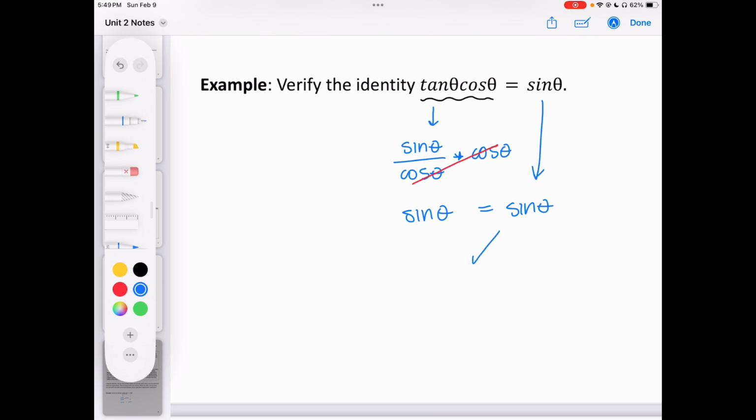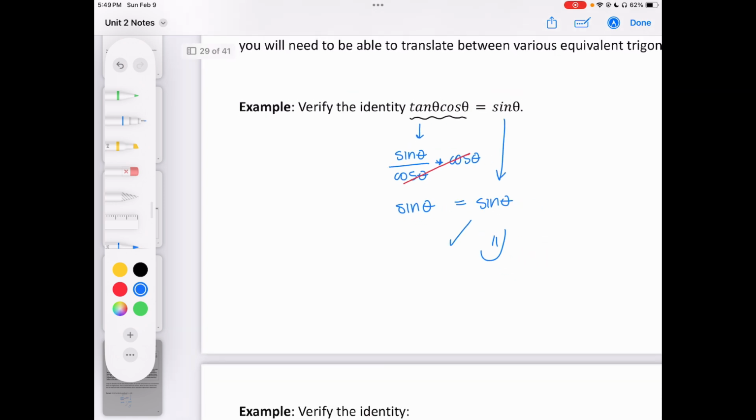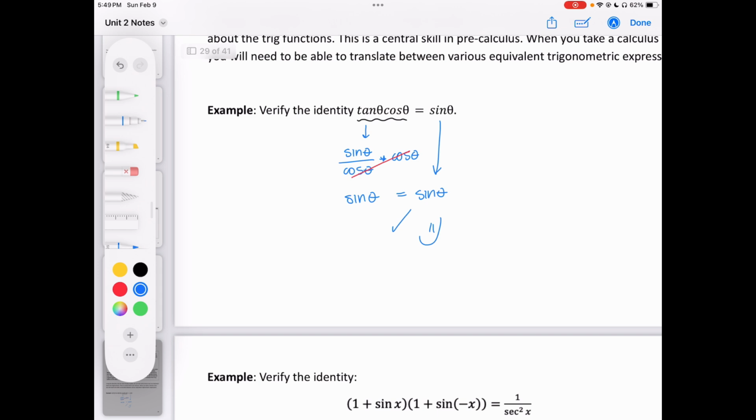So, yes, that works. When you're done with the verification, you could do a check mark, you could do a smiley face, you could circle it and say, this is it. If it's a Pythagorean identity, you could write Pythagorean identity. There's a lot of ways to say, like, hey, I figured it out. Okay.